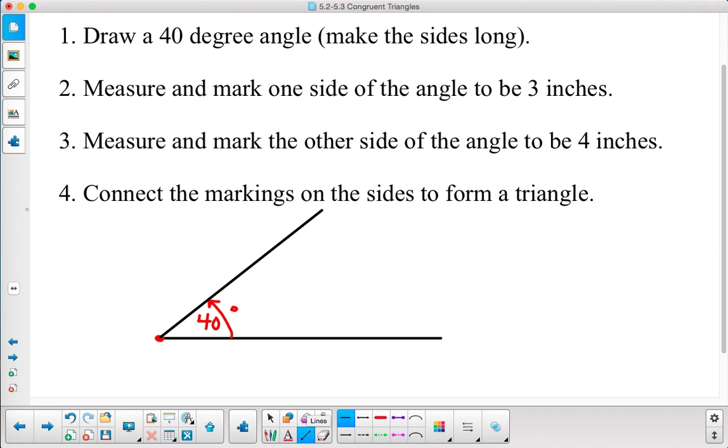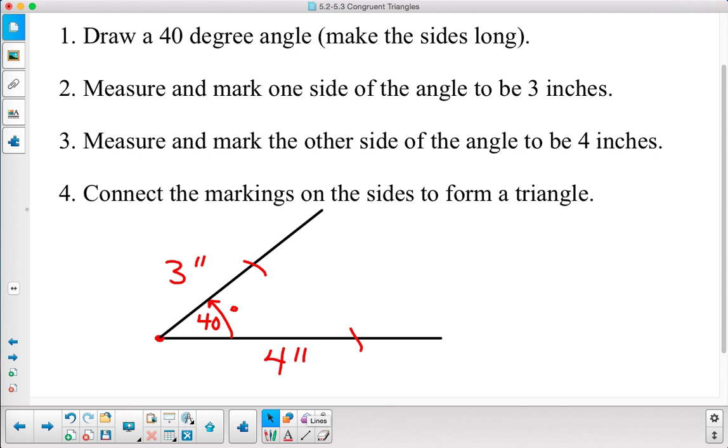It says measure and mark one side of the angle to be 3 inches and the other to be 4 inches. I don't have a good measuring stick in front of me, but let's say 3 inches comes about here, 4 inches, maybe here. So how do I make a triangle out of that? Connect the end of the 3 and the 4. So outside here, this is not part of the triangle.